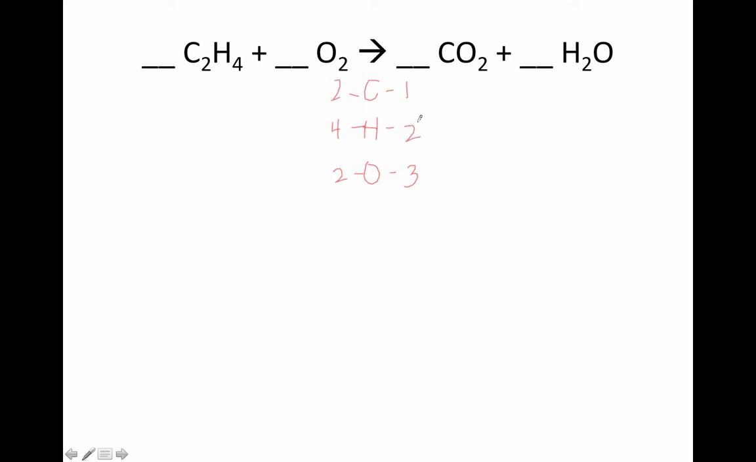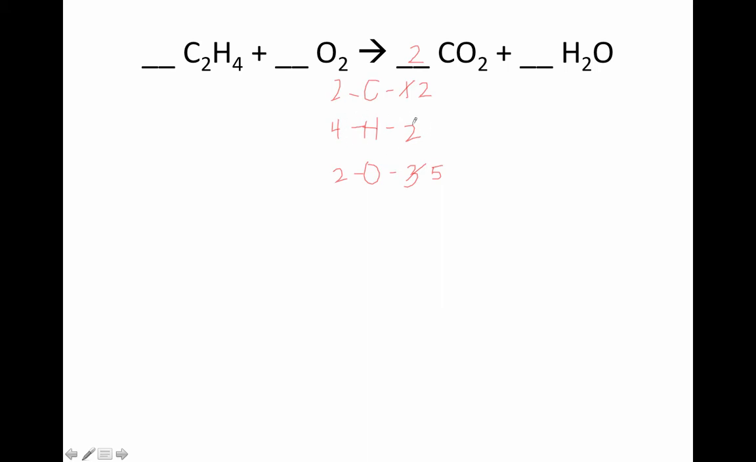All right, so what's not balanced? Well, nothing's balanced. But the easiest thing to start with is going to be your carbons. So let's start with carbons. I have 2 on the left. I need at least 2 on the right. 2 times 1 is 2 carbons. And now this also changes the oxygens. 2 times 2 is 4 oxygens, plus another 1 gives me 5. Okay? So now carbons are balanced. Hydrogens and oxygens are not balanced. Oxygens are kind of a big mess.